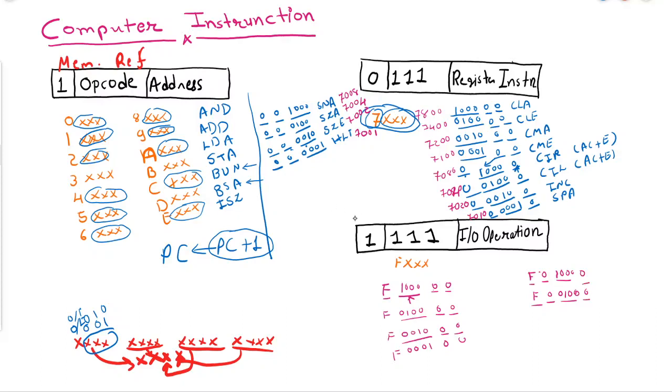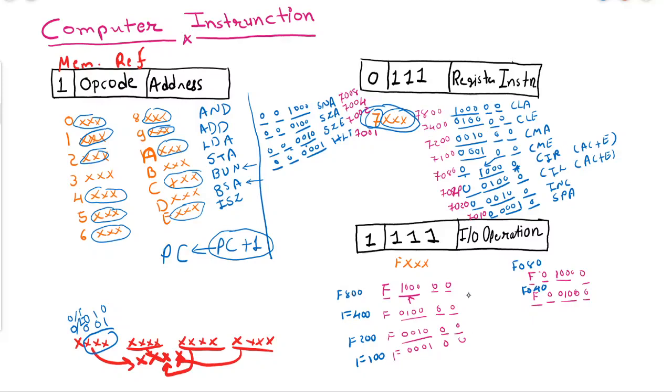So if we write this in hexadecimal format, then it is F800, then F400, F200, F100, then here it will be F080 and F040.